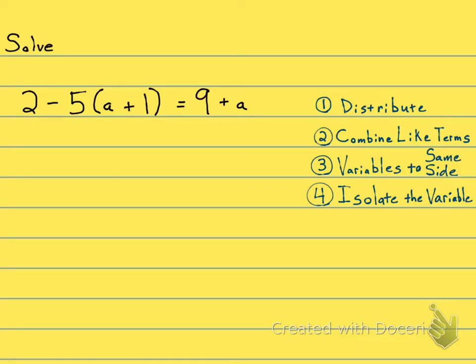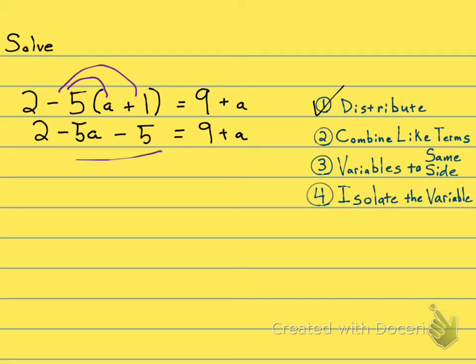Step 1, distribute. -5 times a is -5a, and -5 times 1 is -5. Everything else comes down. The 2 drops down, the equals drops down, and then this is 9 plus a. I try to put a little tail on my a so I don't get it confused with a 9. Step 1, done, distribute. Step 2, combine like terms.